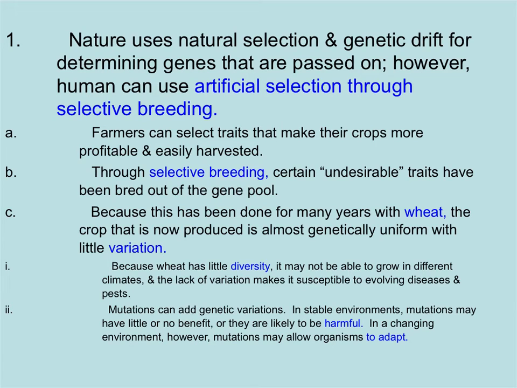But we know humans also are going to choose traits that we think are better, primarily in our crops, but also with animals too. So this is called artificial selection, and another name is selective breeding. What's happening is that they're going to select which traits they want to breed, and they're not going to breed what they consider undesirable traits.